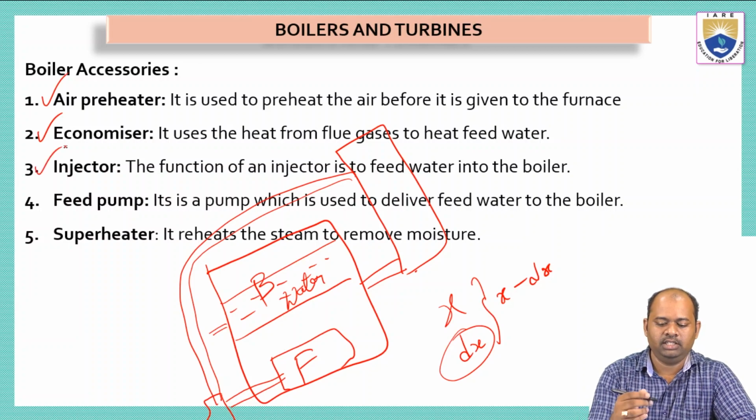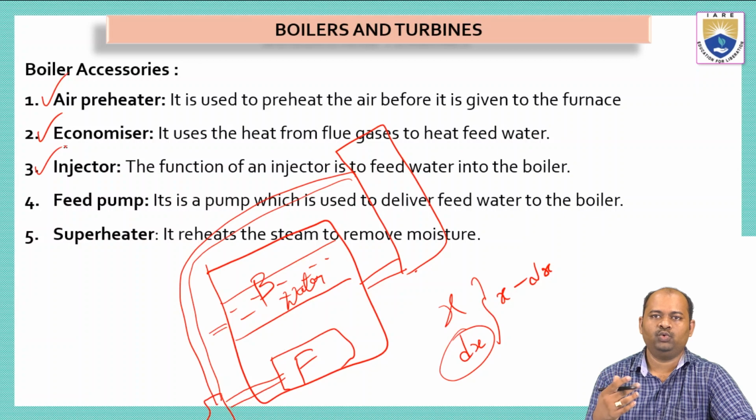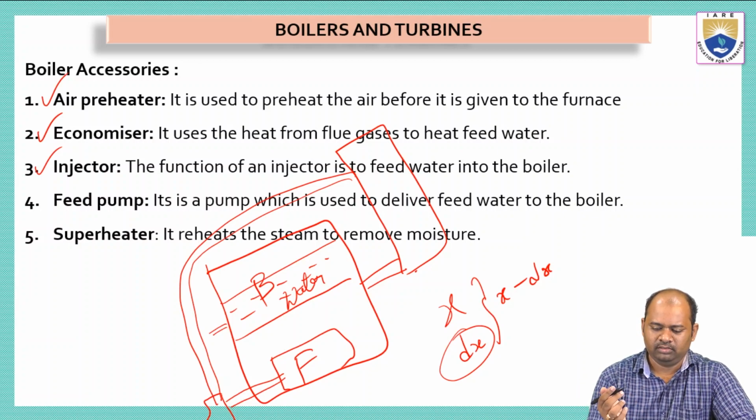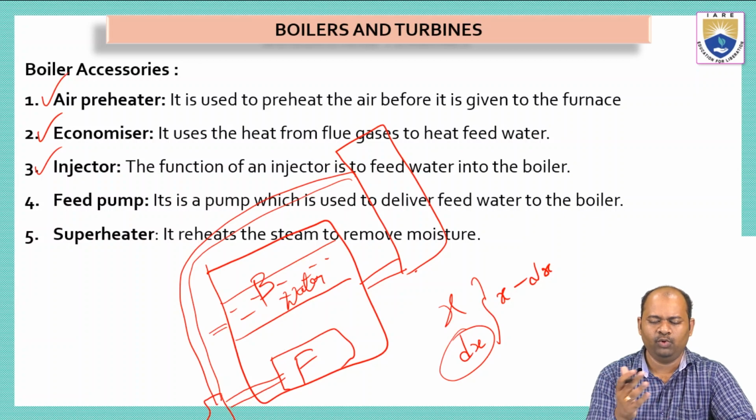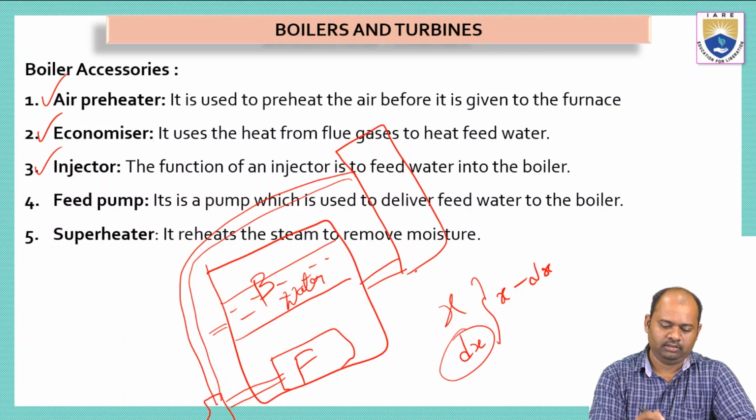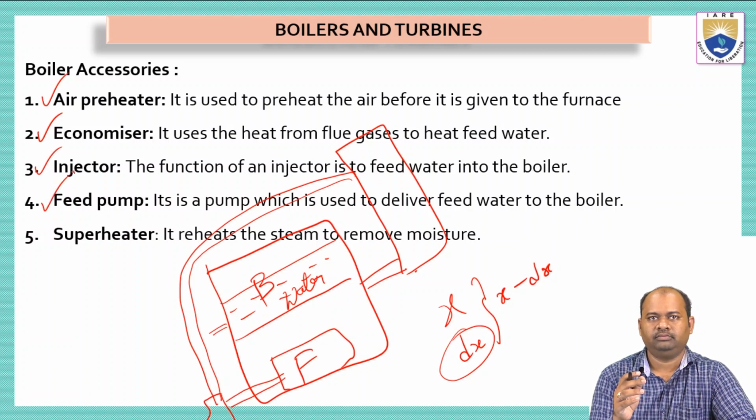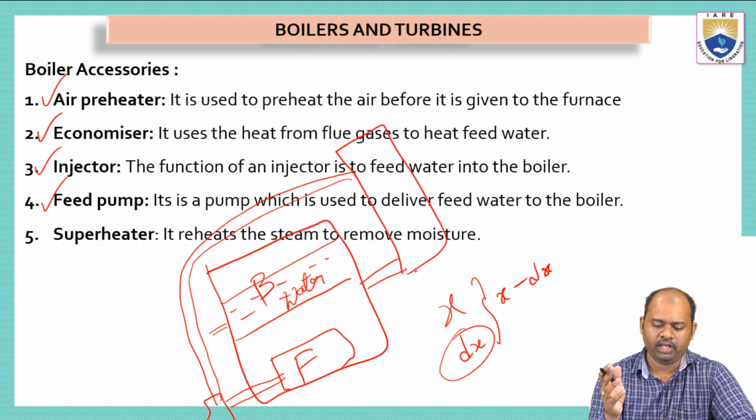Now, the third device, the injector. The function of an injector is to inject water into the boiler. So it is just a pump which will drive the water into the tank. Simple. There are different types of pumps; mostly centrifugal pumps are used for driving water into the boiler tank. And then the fourth device, the feed pump. The feed pump is a device which is used to deliver feed water into the boiler. So this is also very similar. We will use some kind of pump for sending water.